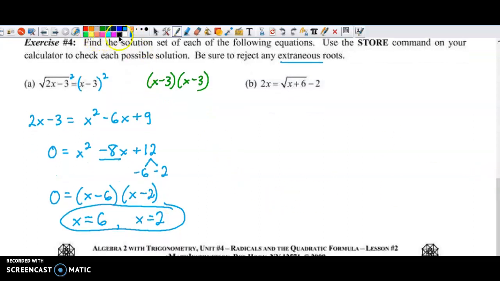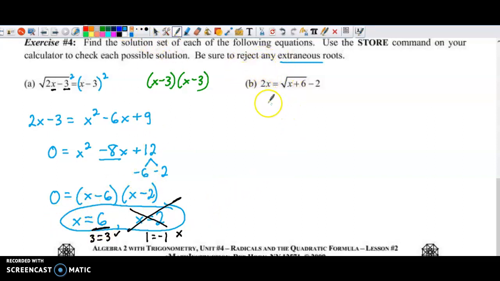So if I plug in these values, let's plug in 6 first. 2 times 6 is 12, minus 3 is 9, square root of 9 is 3. I'll just jot it down right here. And 6 minus 3 is 3. Yeah, that was correct. Let's try x equals 2. 2 times 2 is 4, minus 3 is 1, the square root of 1 is 1. But on this side, 2 minus 3 is negative 1. Oh no, that is not correct. x equals 2 is the extraneous solution. So the only correct answer is x equals 6.